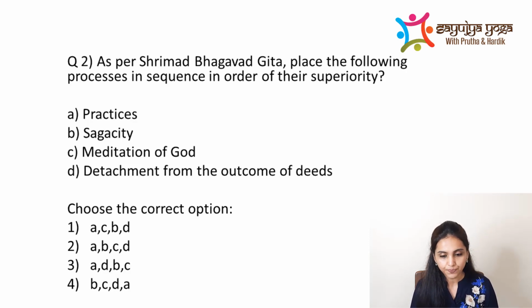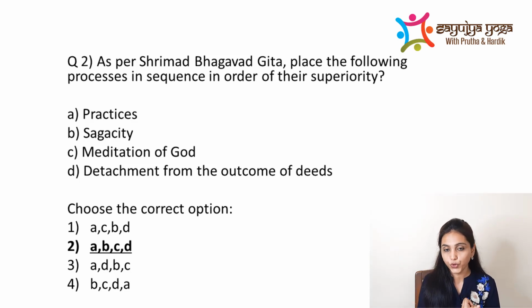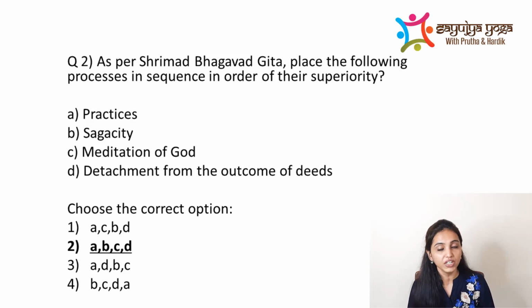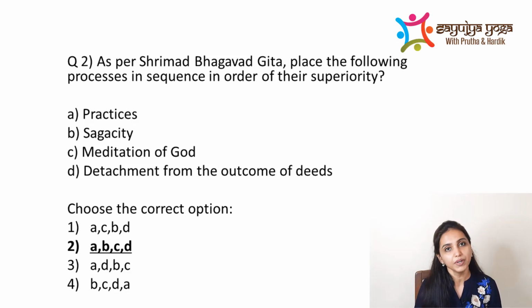The next question is, as per Shrimad Bhagavad Gita, place the following processes in sequence in order of the superiority. You can see many options on the screen, and the correct answer is option number 2, which says that the first practice as per the superiority is practices, second is sagacity, the third is meditation of God, and detachment from the outcome of the deeds, that is Nishkama Karma. So as we know, the option number 2 is the right answer.